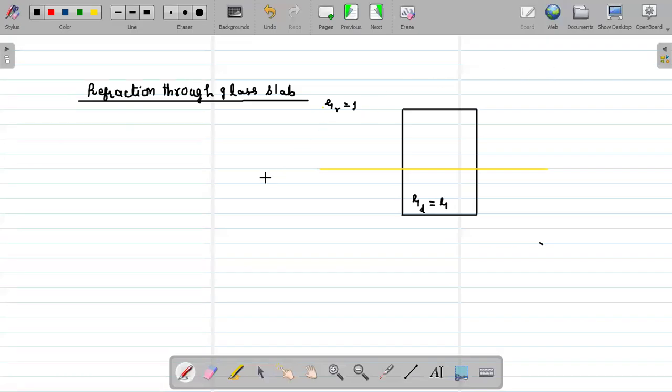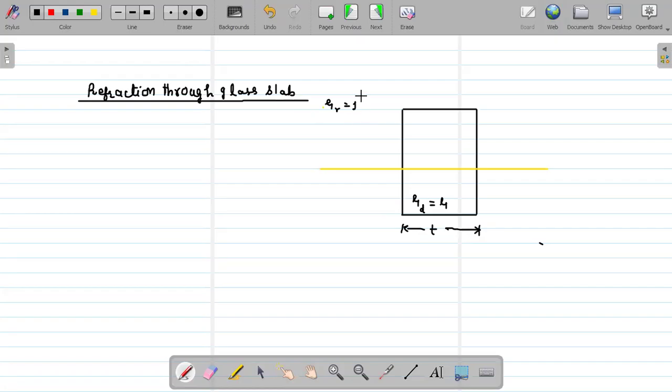Hello students, in this lecture we will study refraction through a glass slab. Let's see, there is a glass slab and the thickness of this glass slab is T.